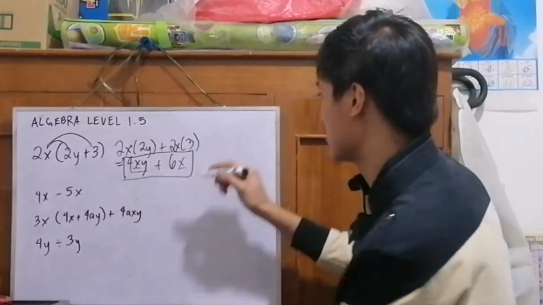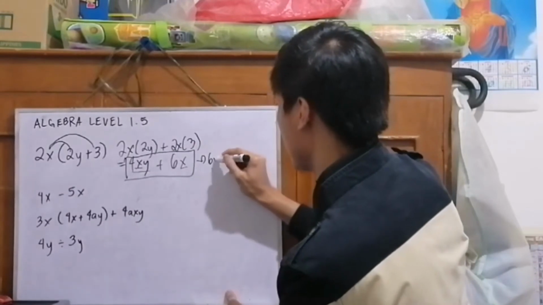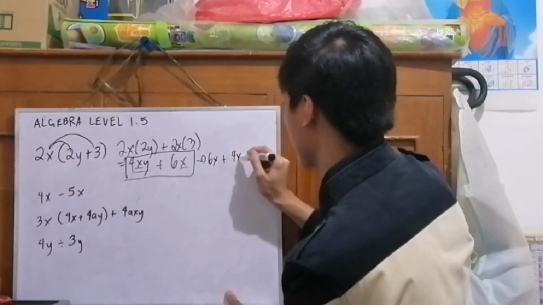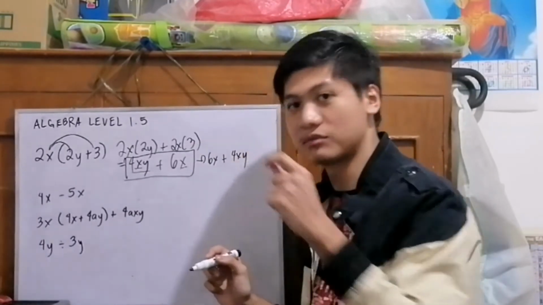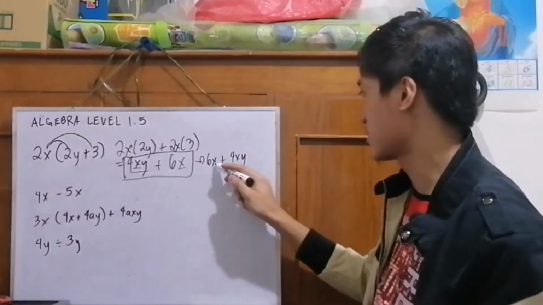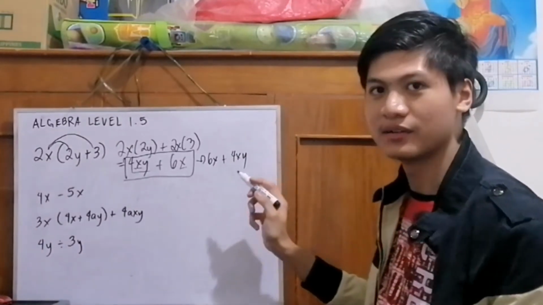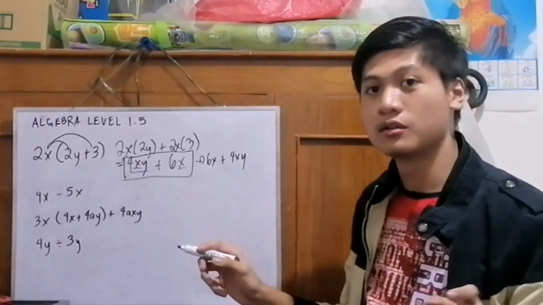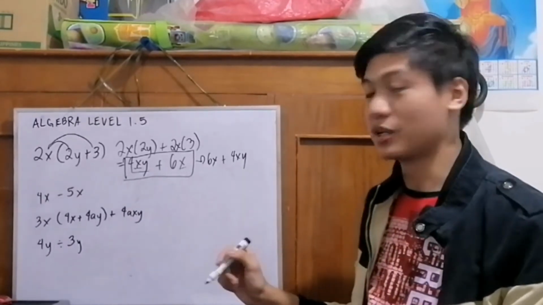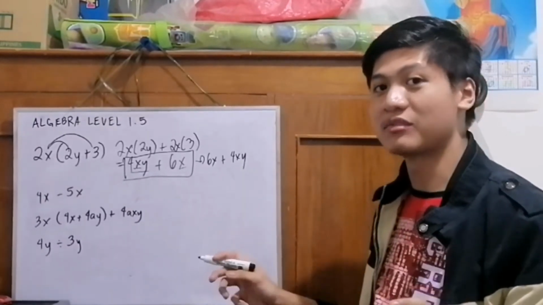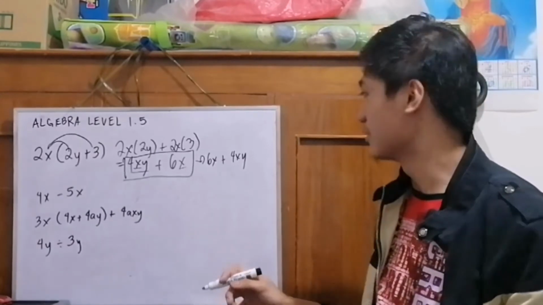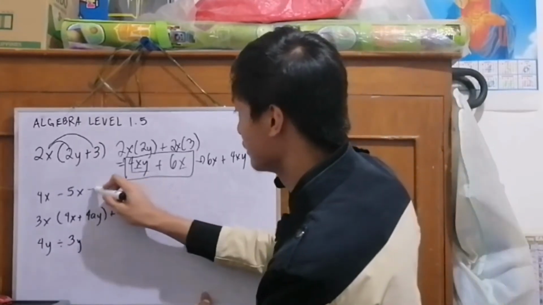We can actually rearrange them, for example, 6x plus 4xy, depending on the arranging of the alphabet, because x comes first before xy. And this will just make your answer a bit more comfortable. It's better if your answer is arranged in the alphabet.